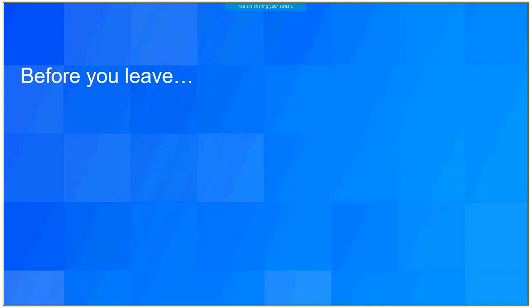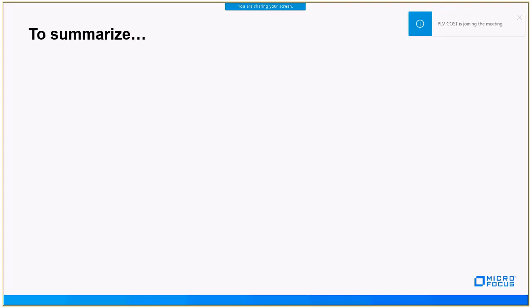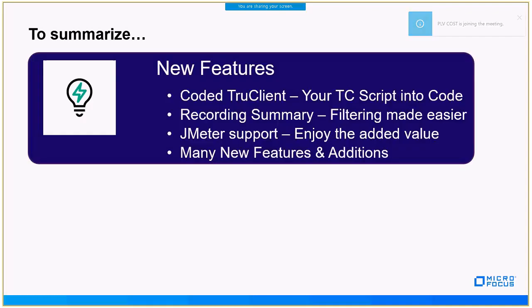And that's it. Now, before you leave, let's see what we've been going over here. We reviewed the new features in LoadRunner 12.55, mainly TruClient, the recording summary report, JMeter support, and of course, the other great additions.